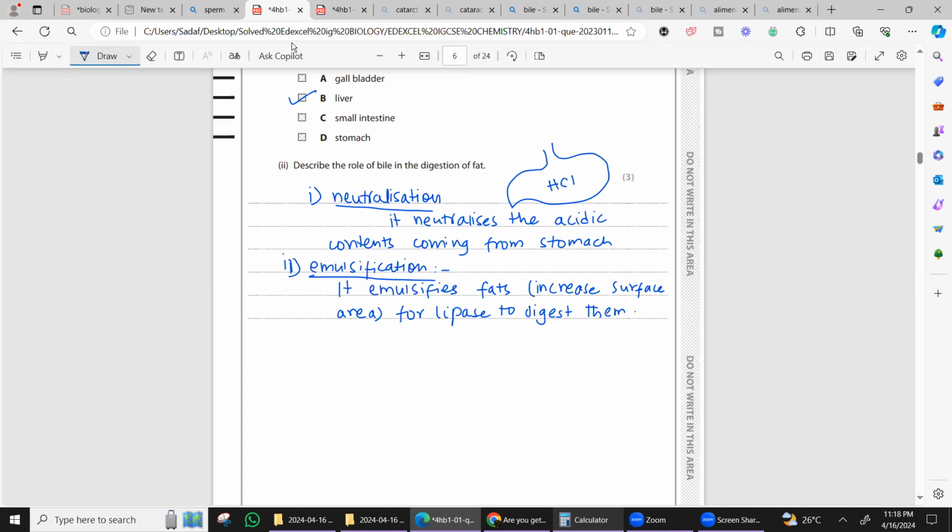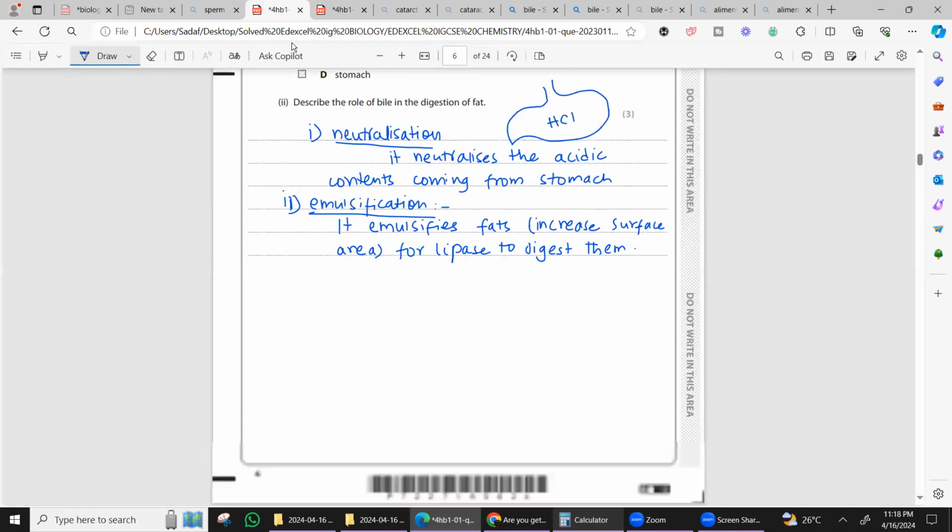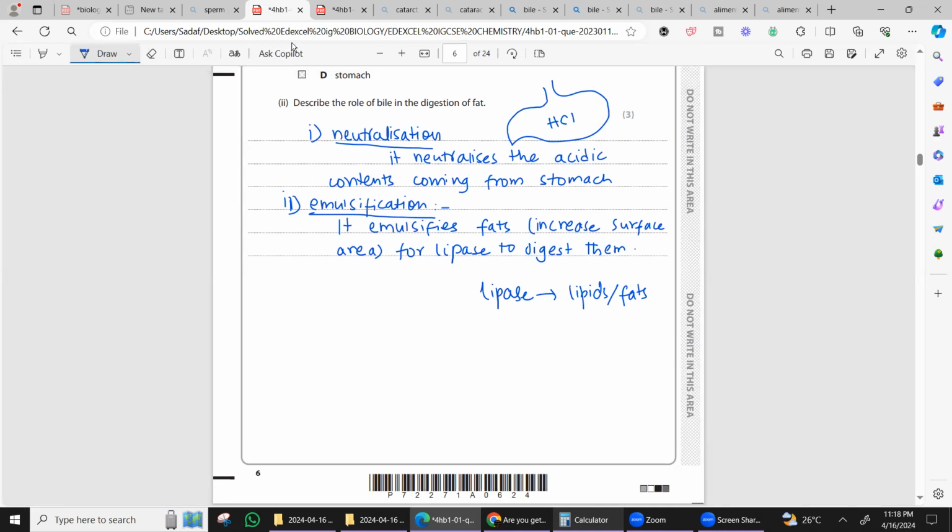And emulsification: it also emulsifies the larger fat particles or larger fat droplets, so that their surface area is increased, and the lipase enzymes can easily digest them. Remember that lipases are enzymes that digest the lipids, or fats. Okay, and amylase is for starch, and protease is for protein.